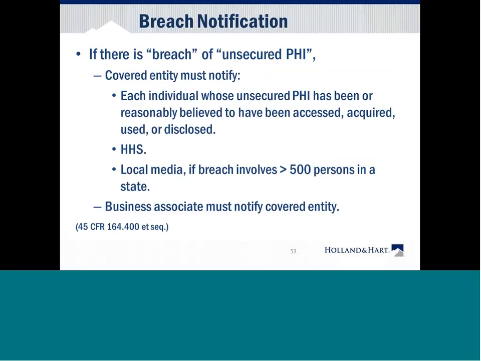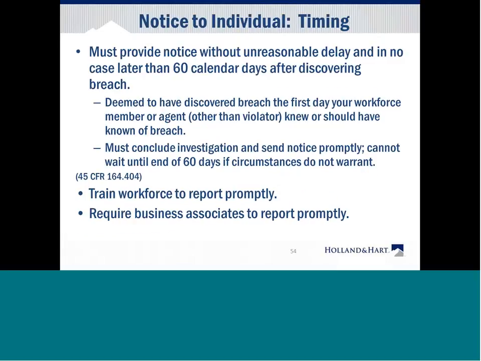So you've gone through that analysis. You've now concluded that there is a breach of unsecured protected health information. What do you do? Well, the covered entity must notify each individual whose unsecured information has been or is reasonably believed to have been accessed, acquired, used, or disclosed. You've also got to notify the government. If the breach involves more than 500 persons in the state, you've got to notify local media. Let's talk about the notice to the individual.